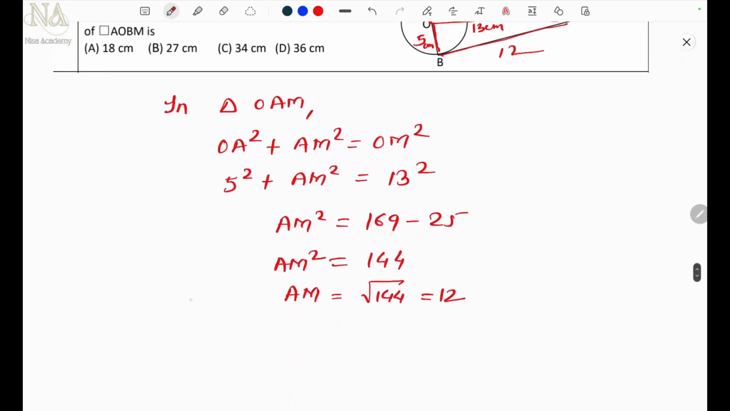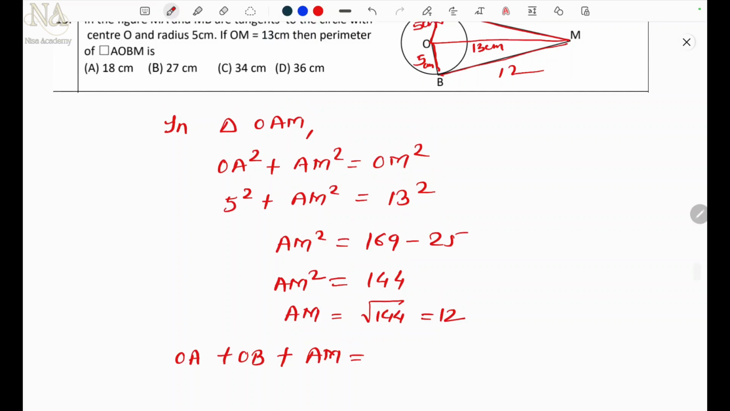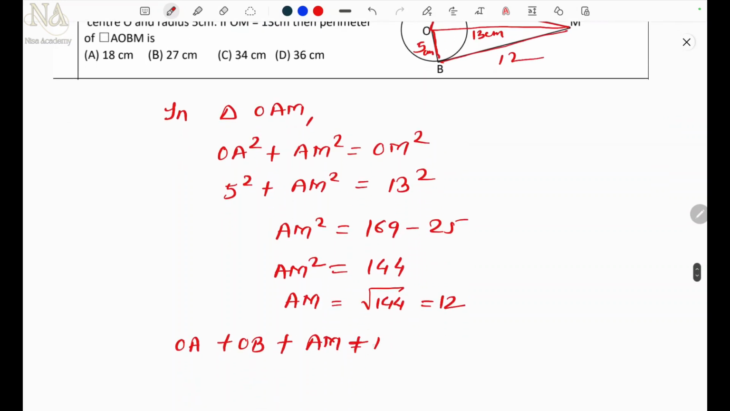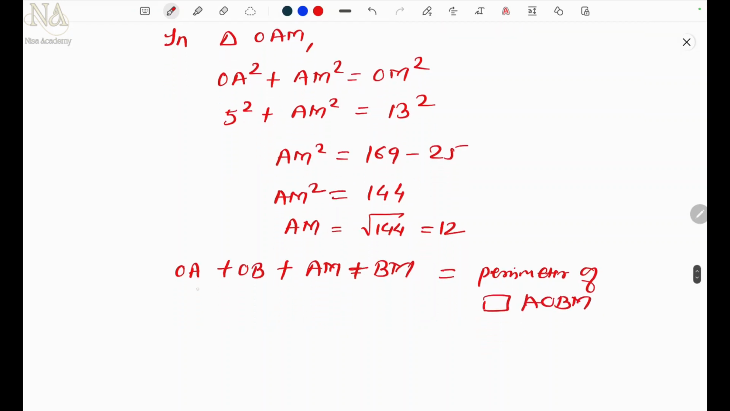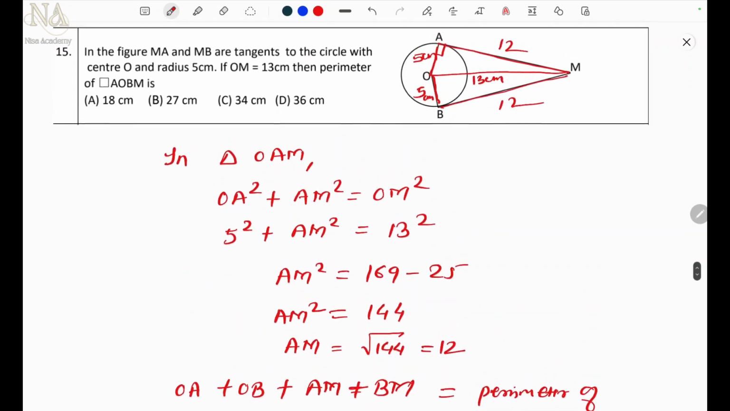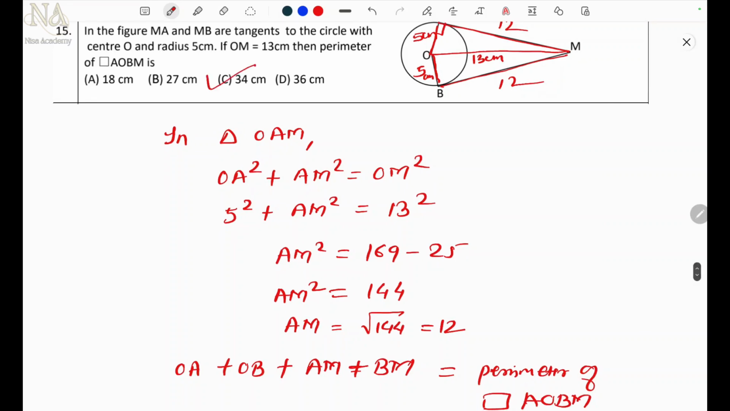So OA plus OB plus AM plus BM, or MB you can also write. That is the perimeter of quadrilateral AOBM. So let's just add. 5 plus 5 plus 12 plus 12. So 10 plus 24, which is 34 centimeters. So let's see. Yes, option C. Yes, understood? Next problem.